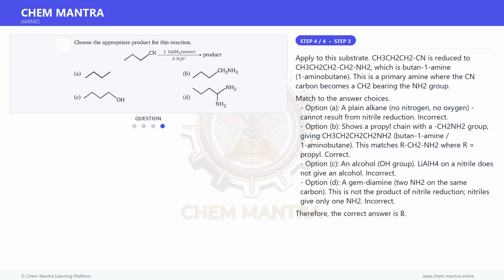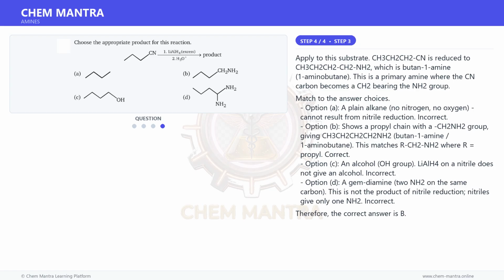Option A. A plain alkane, no nitrogen, no oxygen, cannot result from nitrile reduction. Incorrect. Option B shows a propyl chain with a CH2NH2 group, giving CH3CH2CH2CH2NH2, butan-1-amine, 1-aminobutane. This matches RCH2NH2 where R is propyl. Correct. Option C. An alcohol. LiAlH4 on a nitrile does not give an alcohol.